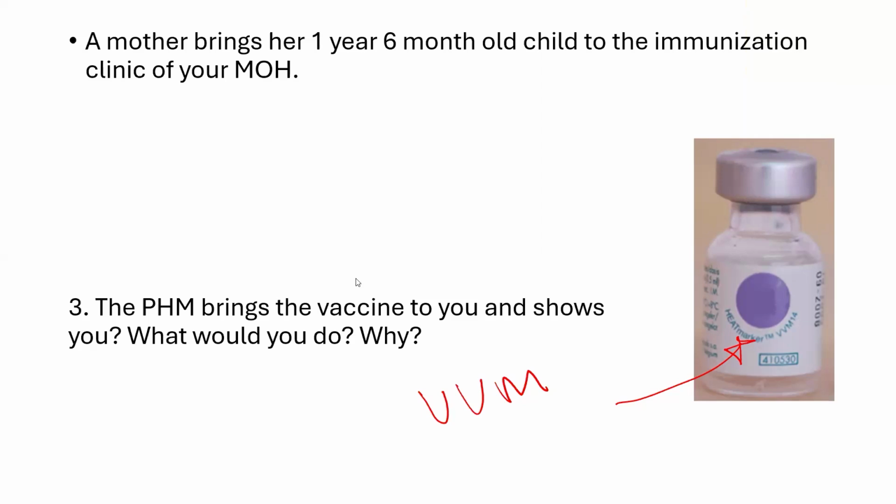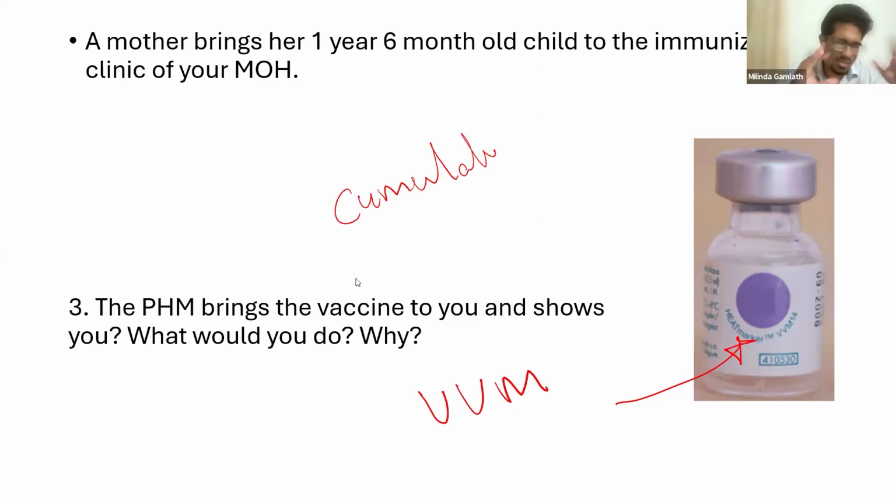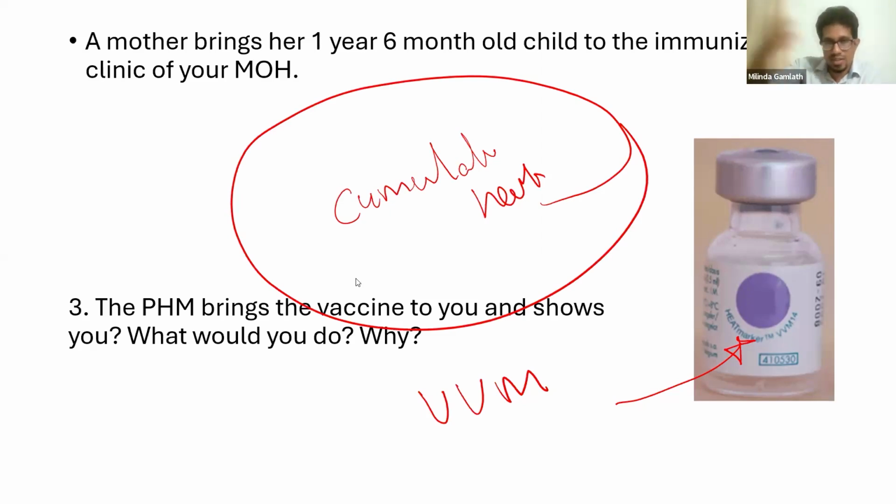It shows the heat sensitivity of the vaccine. More specifically, it shows the cumulative heat. If you can remember that, it's okay. If you can't, but you can know this as simply a heat indicator, that's also fine. But specifically, this shows the cumulative amount of heat that this vial gets exposed to.